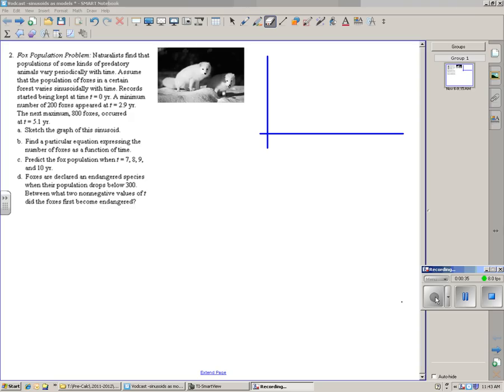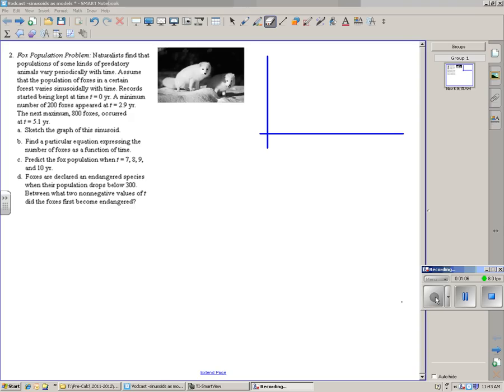When you do these kinds of problems, it's really important that you understand what the variables are and that you keep track of them very carefully. So it says that records started being kept at time t equals 0. So t is our time in years, and a minimum of 200 foxes appeared at 2.9 years, and a maximum of 800 foxes occurred at 5.1 years. So our independent variable is going to be time in years.